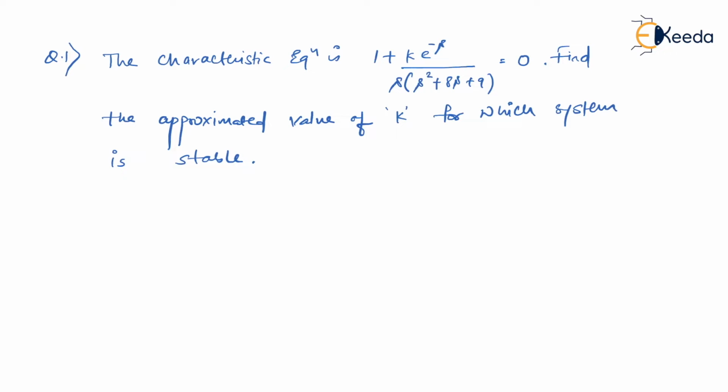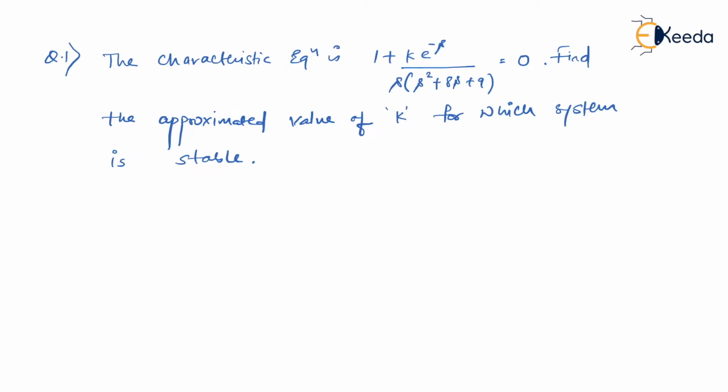So look at question number 1. It says the characteristic equation is 1 plus k e to the power minus s whole divided by s into s square plus 8s plus 9, and this is equal to 0. Find the approximated value of k for which the system is stable. So you have to find the value of k for which the system is stable. It means definitely this question belongs to Routh-Hurwitz criteria because we used to do the same things.